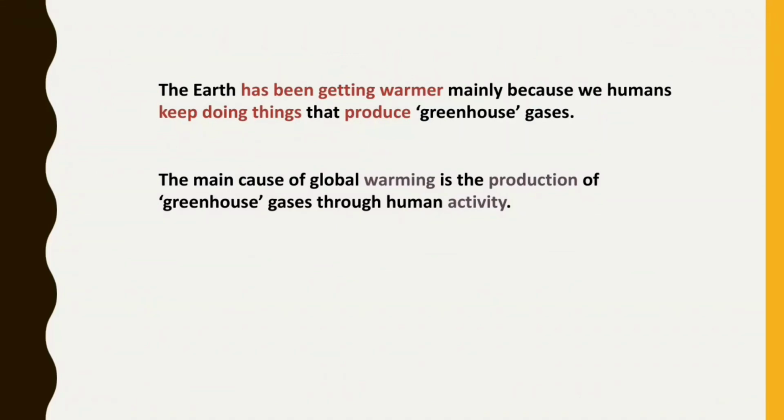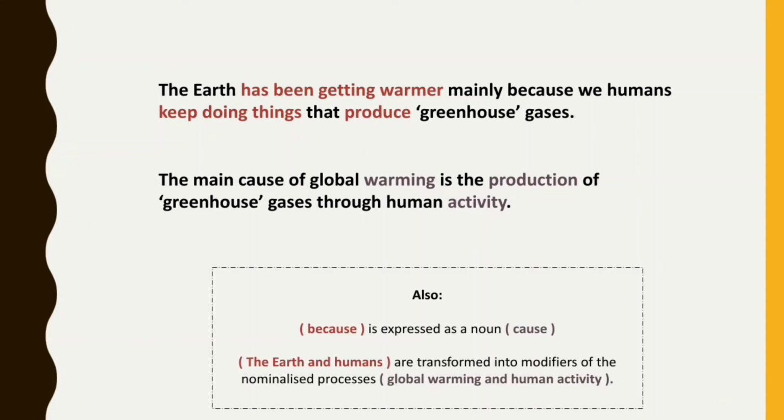As this example shows, nominalizing requires more than just the ability to change verbs into nouns. So in the nominalized version, not only are processes expressed as nouns, like has been getting warmer to warming, keep doing things to activity, or produce to production, but also the logical relationship is expressed as a noun, cause, and the subjects, the earth and humans, are transformed into modifiers of the nominalized processes, global warming and human activity.